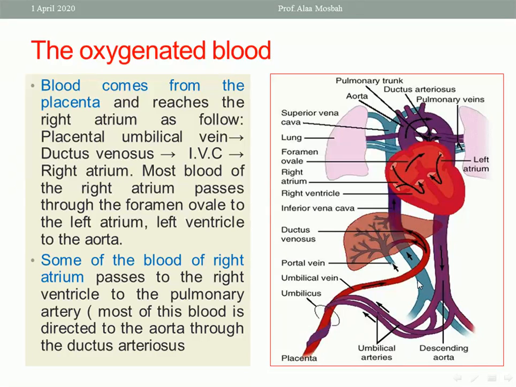Okay? Some of the blood of the right atrium passes to the right ventricle, to the pulmonary artery. The blood coming from the superior vena cava, the right atrium, passes to the right ventricle, and from the right ventricle to the pulmonary artery. But most of this blood is directed to the aorta through the ductus arteriosus, as we said before, through this shunt.